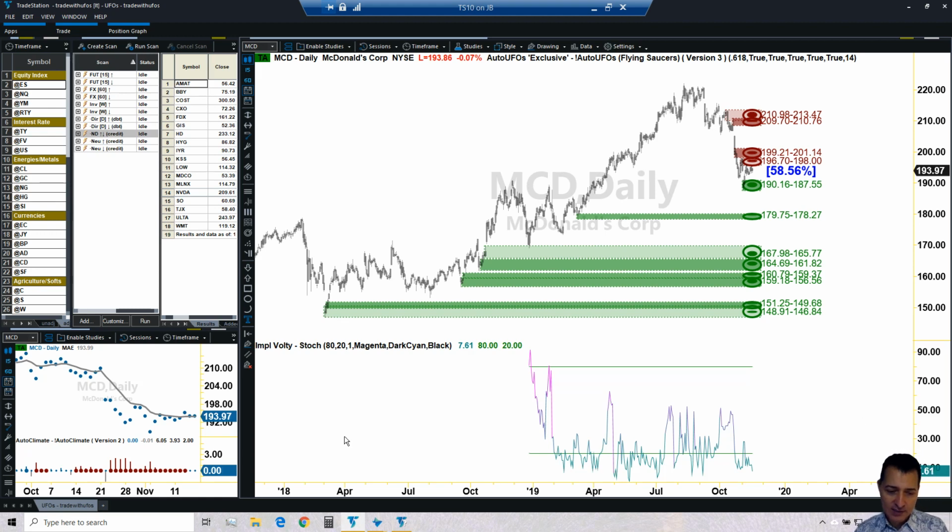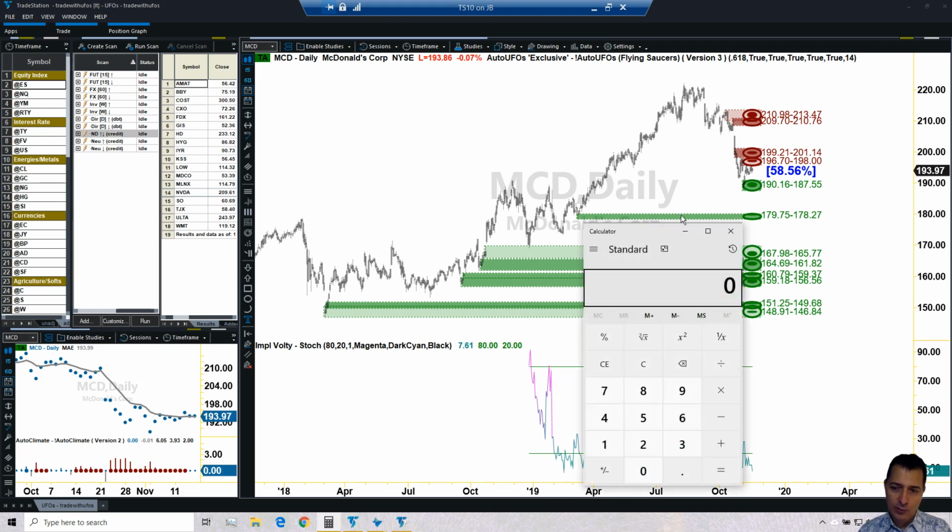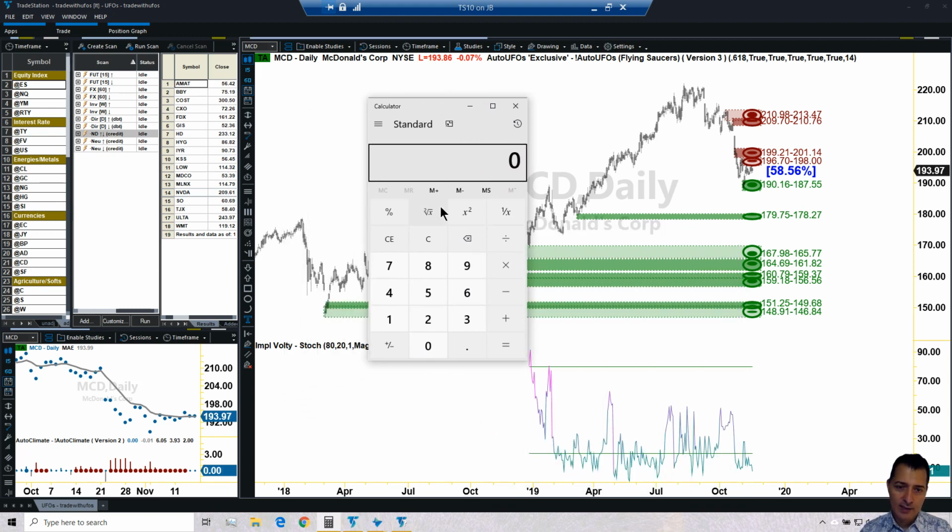So if you wanted to calculate how much this is in dollars, what you would do is grab a calculator, and you would take the amount of days in a year, 365.